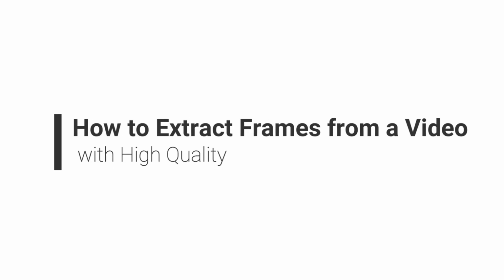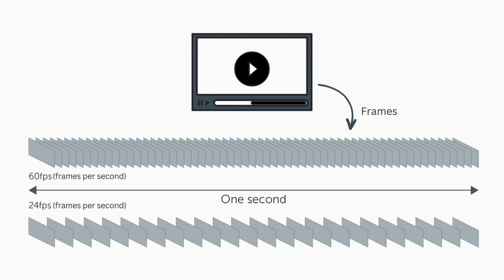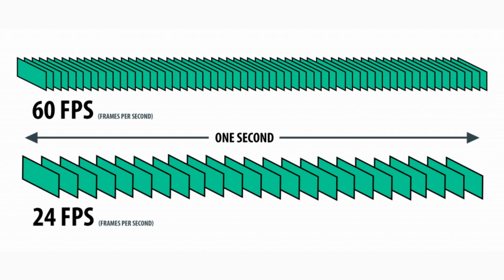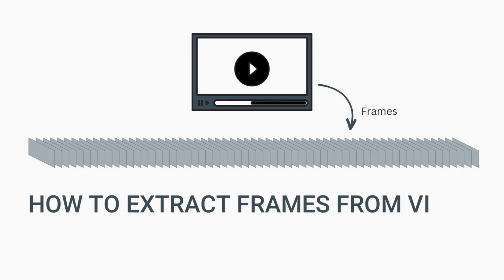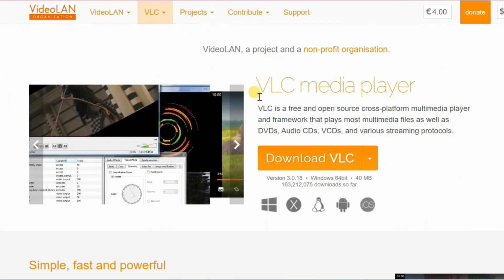Every video is made up of a succession of still images. Each individual image is called a frame, which is where you see the term frames per second, or FPS. Most videos are filmed at around 25 to 30 frames per second. In this video, I'll show you how to extract frames from a video and save them as high-quality image files.